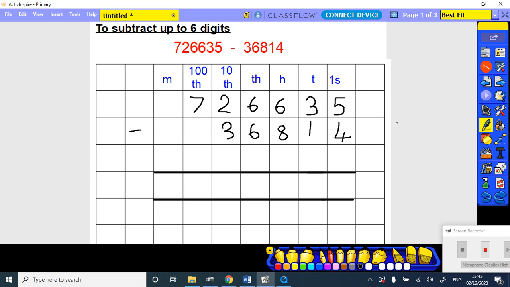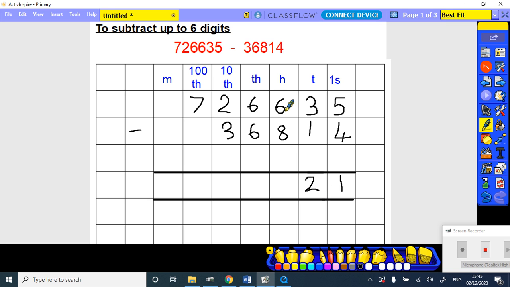We can now start subtracting our columns. And we shall start, as always, with the ones. We need to do 5 ones subtract 4 ones, which leaves us with 1. We then look at the tens. We have 3 tens, which is the same as 30 at the top, take away 1 ten, and that equals 2 tens, which would be 20.